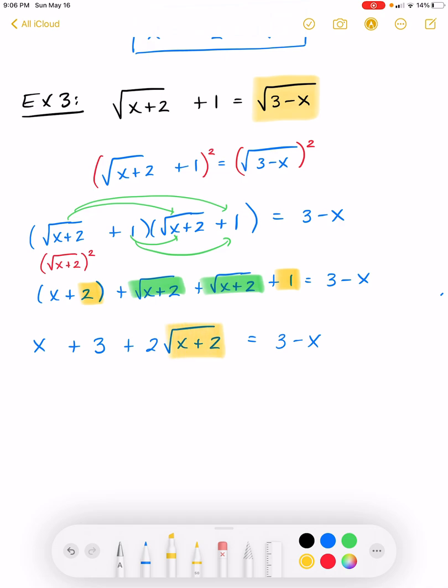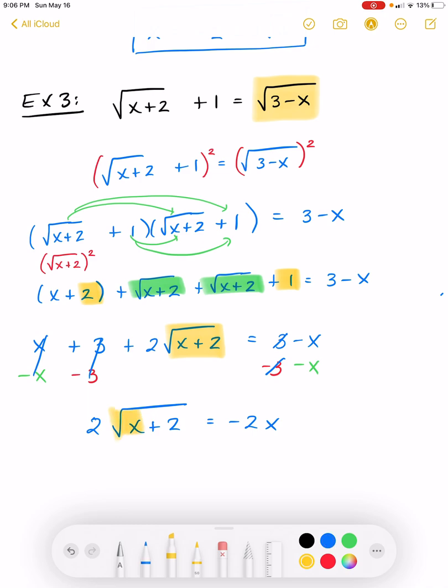Okay, so what we're going to do is subtract x from both sides. Let me do this in a different color. We're going to minus the x from both sides, and then I'm also going to minus the 3 from both sides. So let's see what this looks like. These will cancel. We get 2 square root of x plus 2. 3 minus 3 cancels, and we get negative 2x.